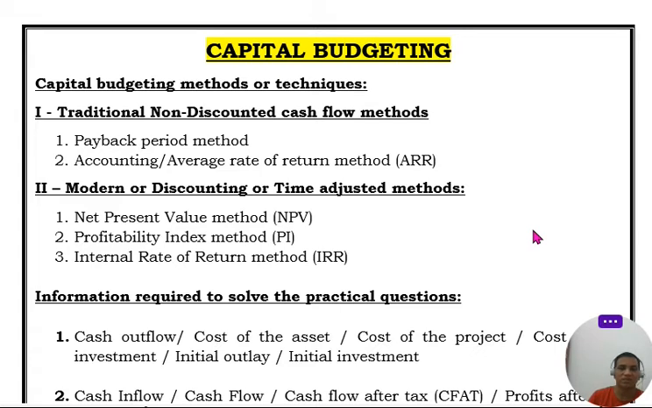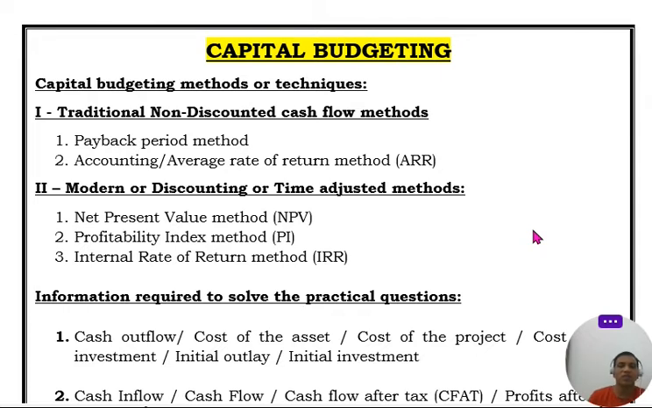Very important decision. Capital budgeting decisions involve investment in a new project, or replacement of an existing asset with a new asset, or expansion of assets, expansion of the plant, expansion of the projects, or diversification, entering into a new line of projects, new line of assets, or other miscellaneous things like installation of pollution control equipment, security equipment, etc.